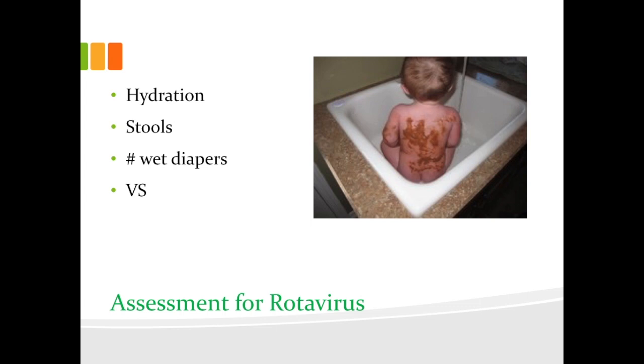Is this kid interested in drinking? How many stools? And you need to look at the consistency of the stools yourself and the wet diapers, and then look at the vital signs. So review your module on fluid and electrolytes to see how these kids are going to have a higher heart rate before they're going to start going into that dehydration shock where the blood pressure goes down.